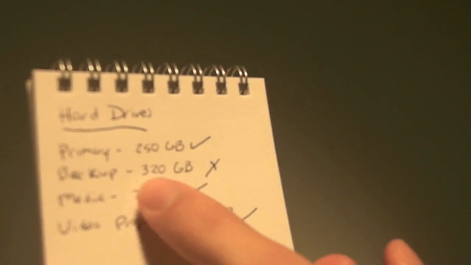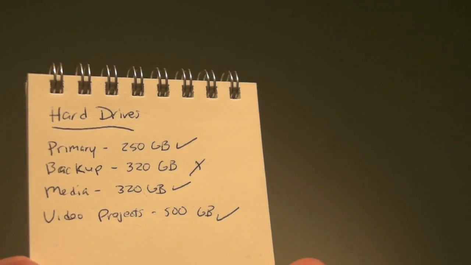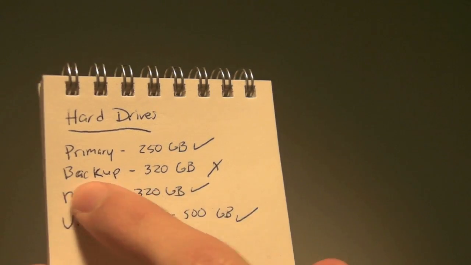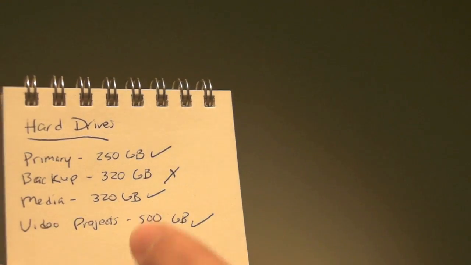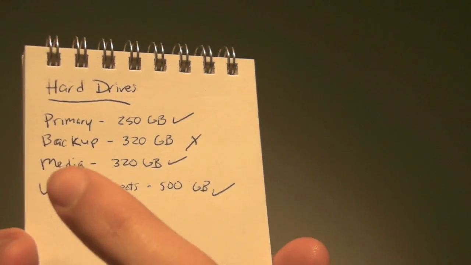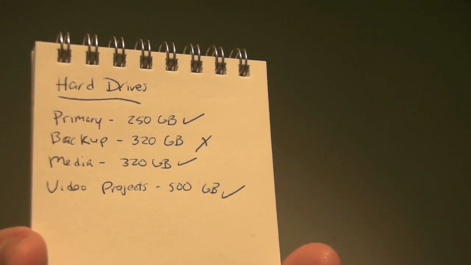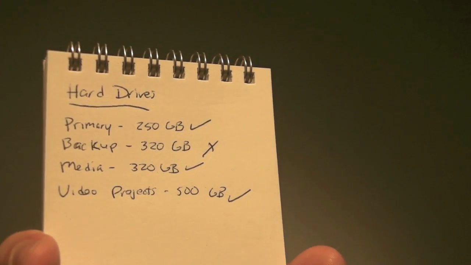Primary hard drive is still staying in there because that's what OS X is installed on. But that will be replaced when OS X Lion comes out in the summer. Then we also have backup. Media, that's for videos and my iTunes collection, which is staying there until I get a bigger hard drive. And then finally, video projects is exactly what it sounds like. All of my iMovie videos, client projects, and all that stuff.